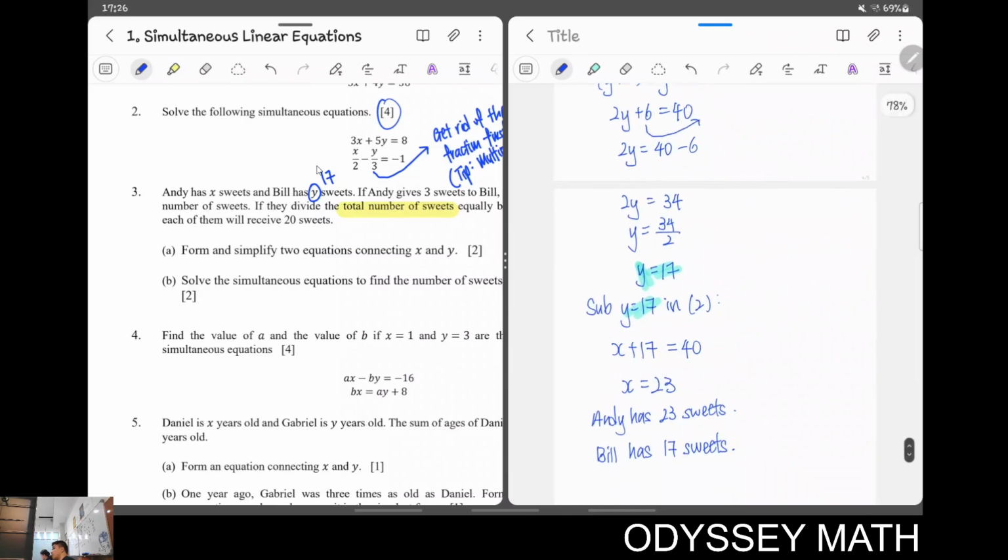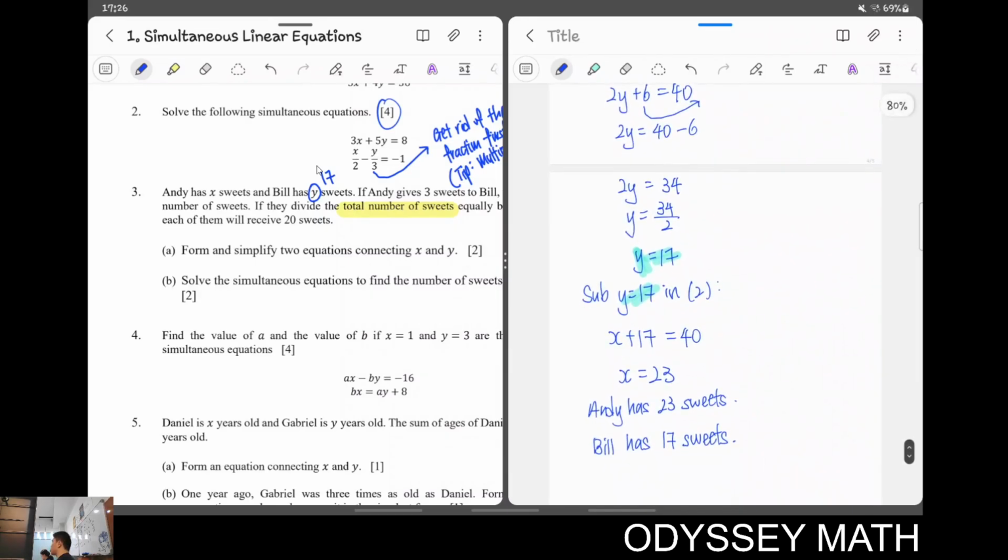You need to formulate the equation. Unfortunately for this question, if you read and you don't understand, it's likely that you will not get it. But if you try to really understand the question, then you should be able to formulate the equation. It's about understanding the context of the question. So that's for question 3 here.